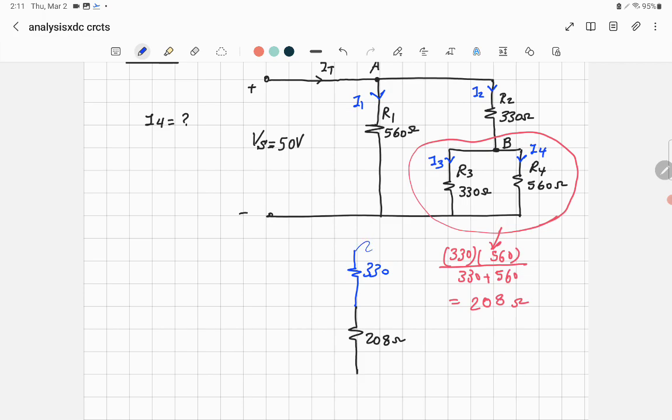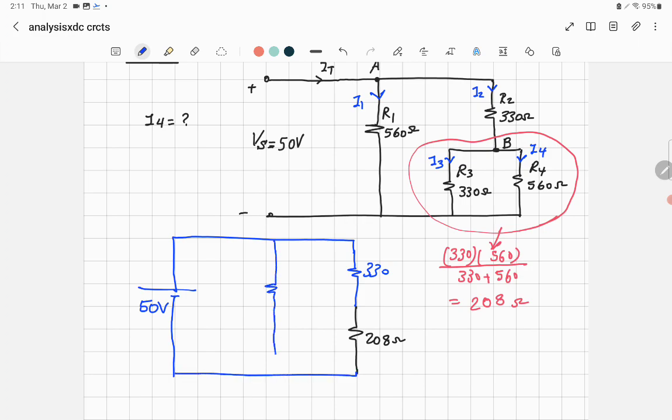So you'll have, already we know that this voltage supply is equal to 50 volt, and you have in the middle one resistance equal to 560. You still have the current here called I1, and here is called I total, and that's I2. It's still I2, everything here.